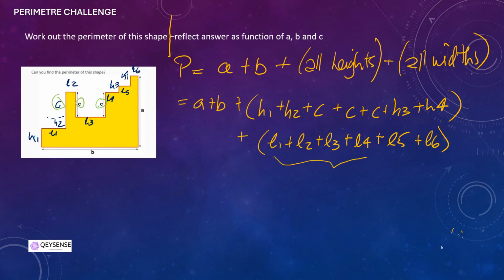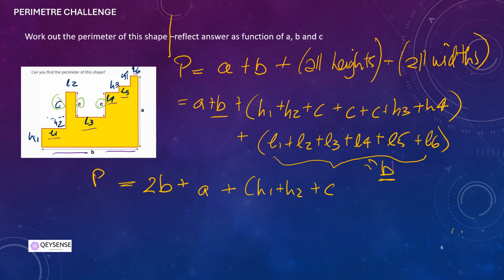So let's start with the widths. If you look at this, when you add these together, I'll use purple, that, and that all together, which is actually the length B. So this equals B. So now we get perimeter equals 2B, so B plus A plus H1 plus H2 plus C plus 3C plus H3 plus H4. So that's the widths.